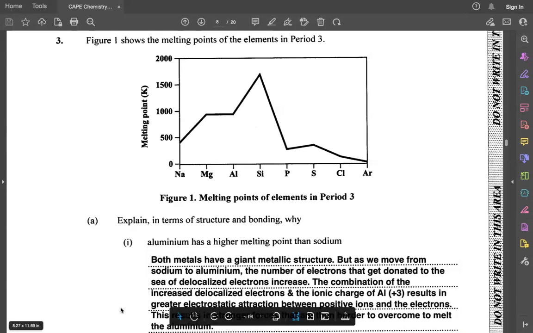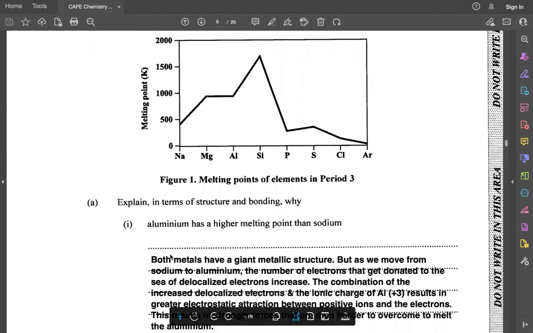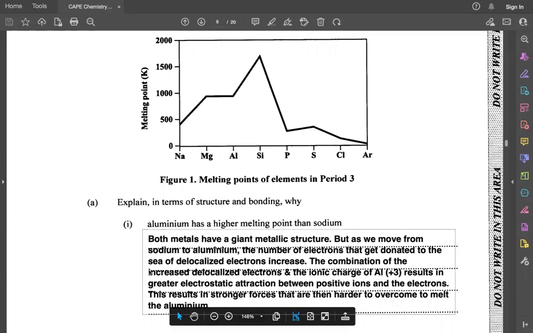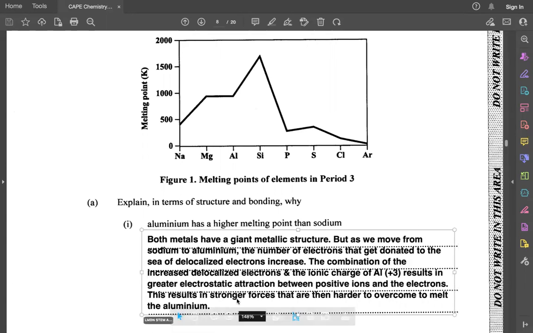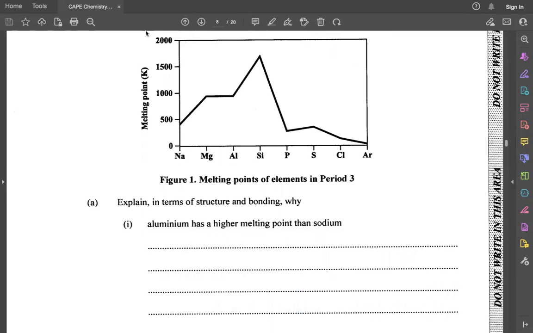And as a result of that, then you know that we're gonna have to overcome some greater forces to move from one state to another. And in this particular case, we're melting. So to move from that solid state to a liquid state, we're gonna need to exert more energy. And that's why you see that the melting point is higher for aluminum when compared to sodium. Okay, so let's clear this and move along.